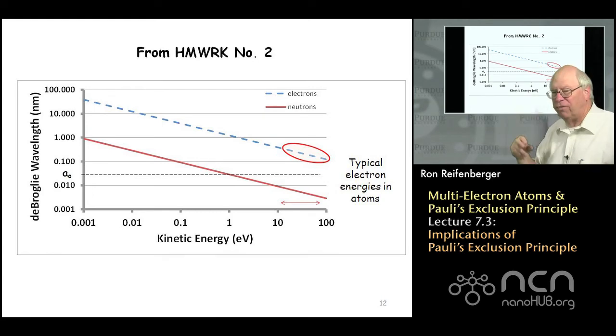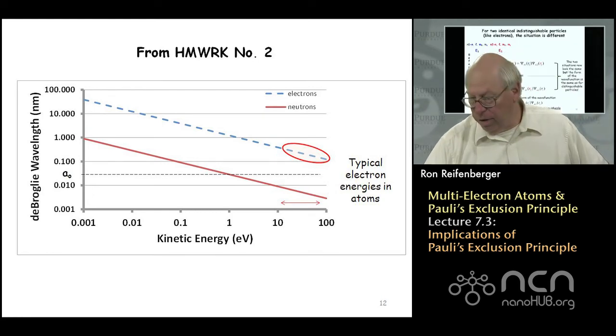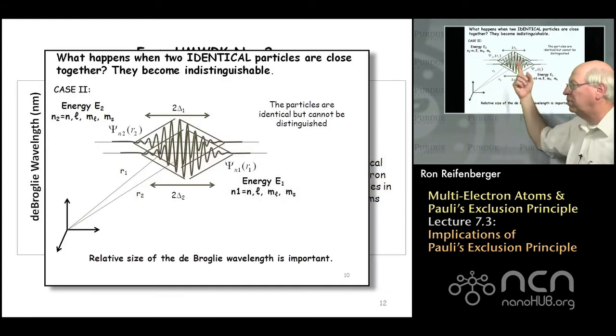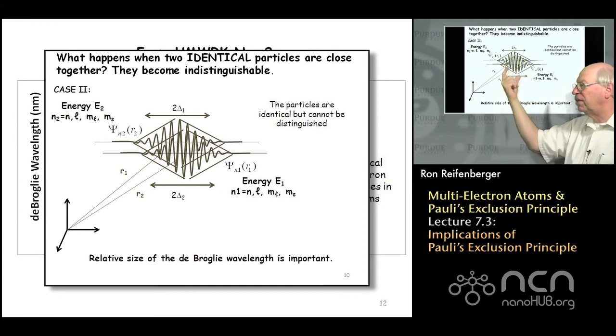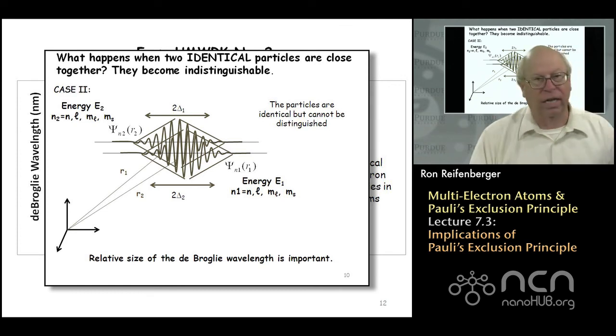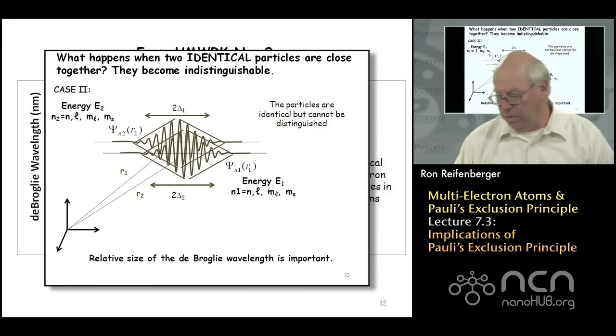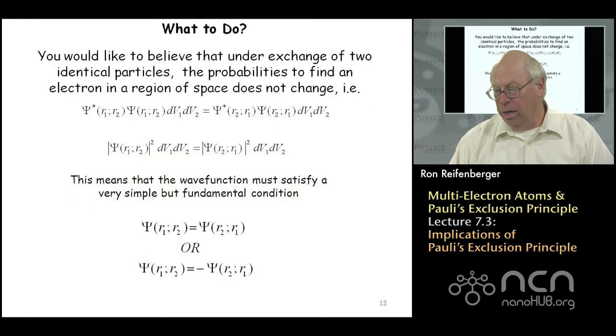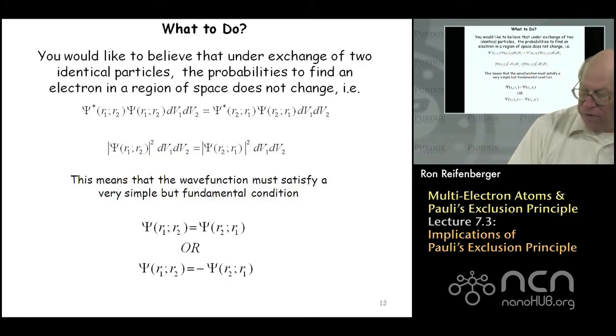And I hope that reinforces this picture, right? So these de Broglie wavelengths are large compared to the separation between the electrons. That's another reason why these two electrons can no longer be distinguished when you, for instance, confine them to a helium atom. Okay, so how do you solve this problem?